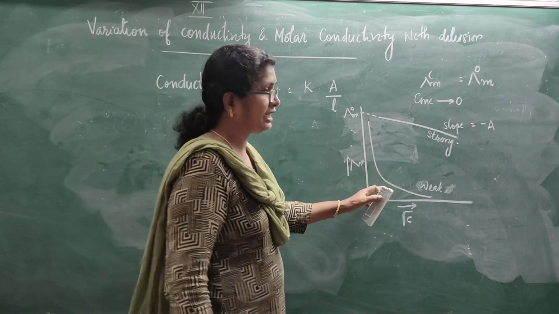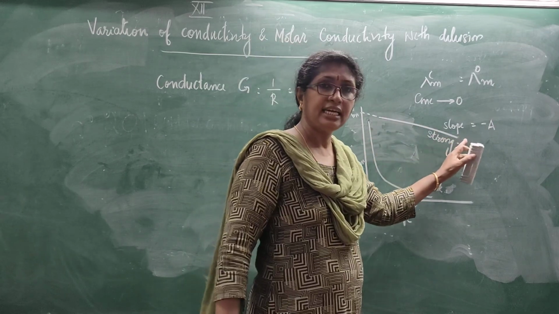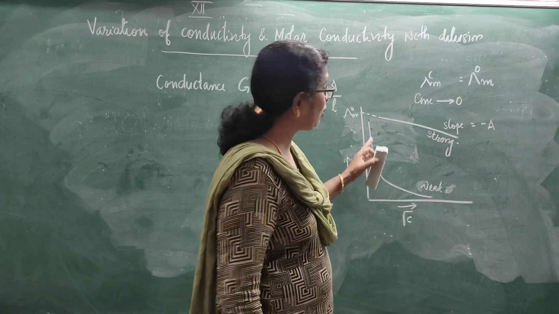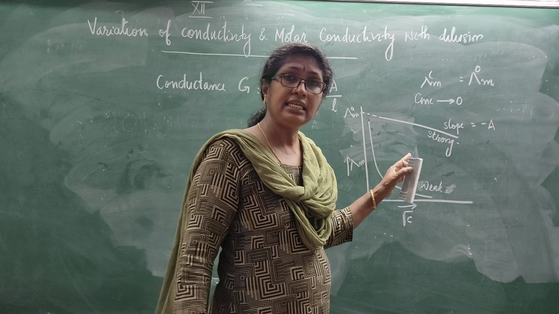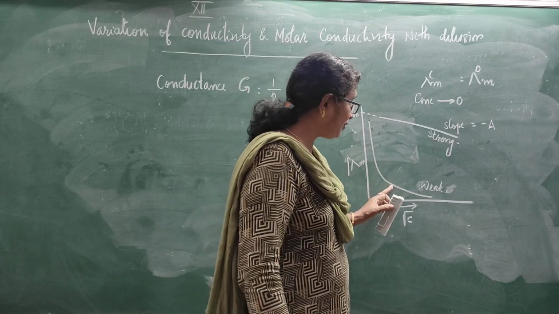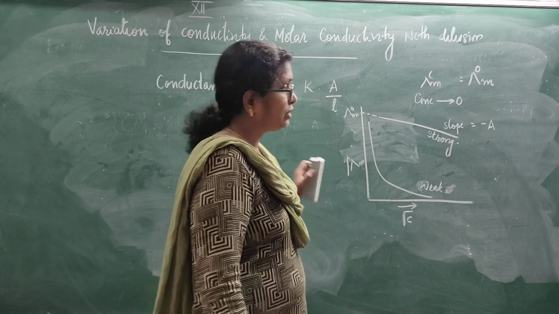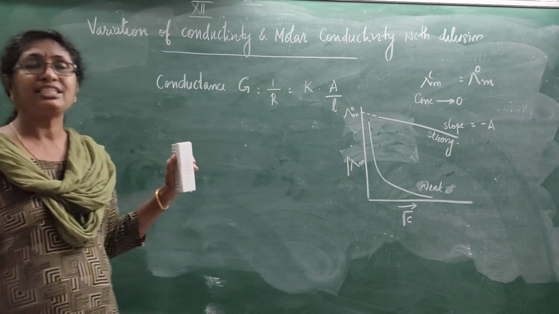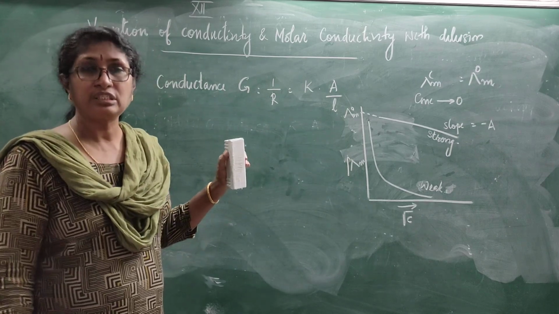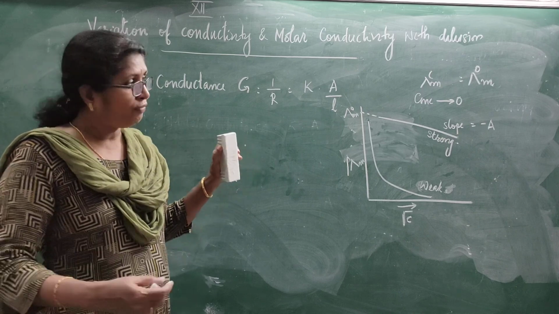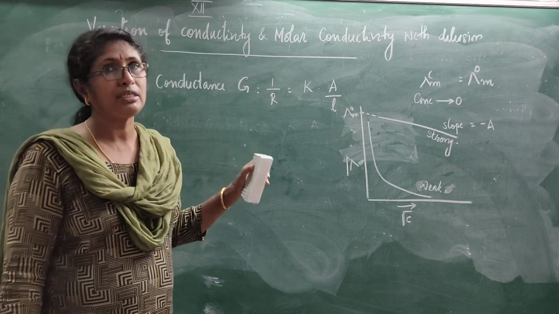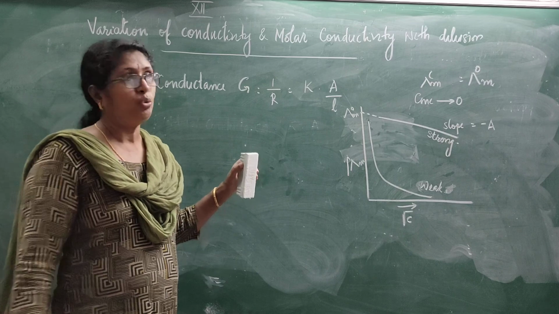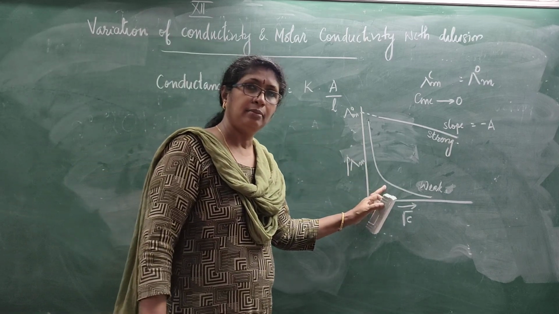Now, why the difference here? For strong electrolytes you get a graph like this, and for a weak electrolyte there is a steep increase in the molar conductivity on dilution. What is the difference between weak and strong electrolytes? For a weak electrolyte, when the solution is concentrated, the dissociation is very less, so the number of ions will be less. When you go on diluting it, in the presence of polar water molecules, more and more molecules will dissociate and the number of ions will increase, which contributes to the increase in molar conductivity.